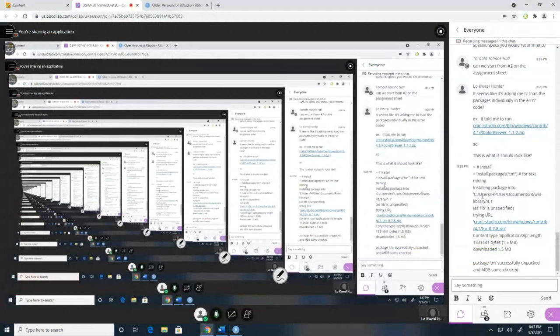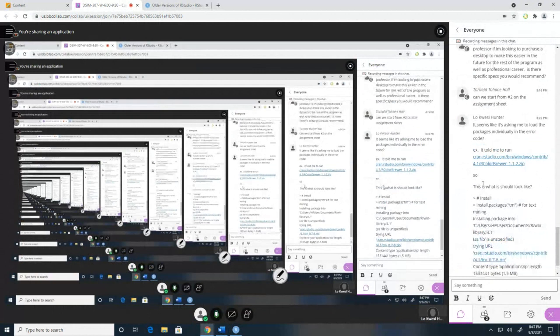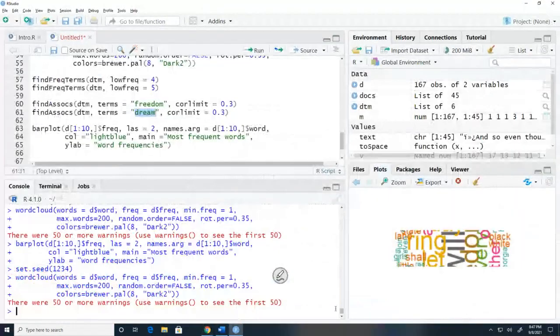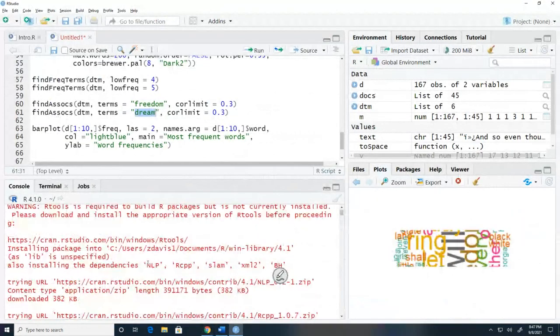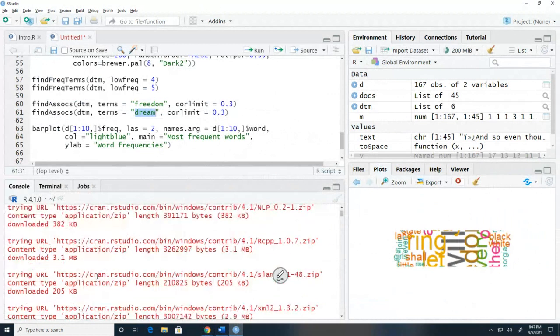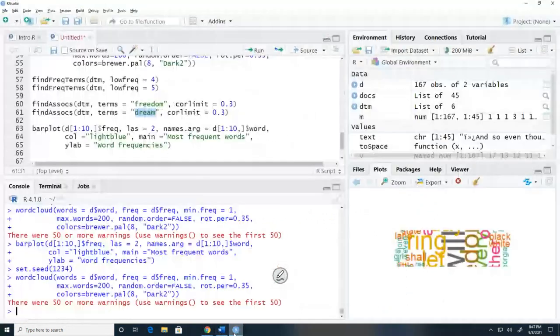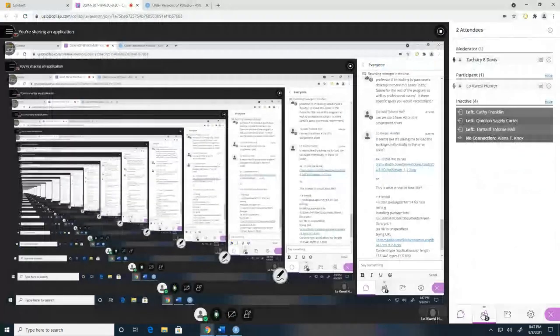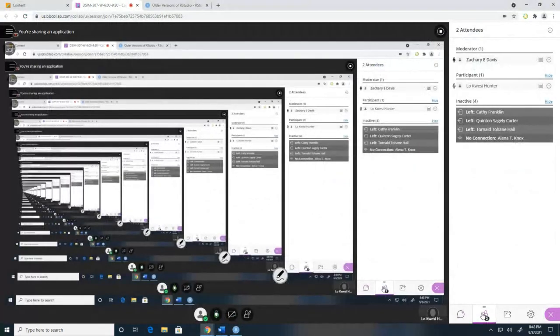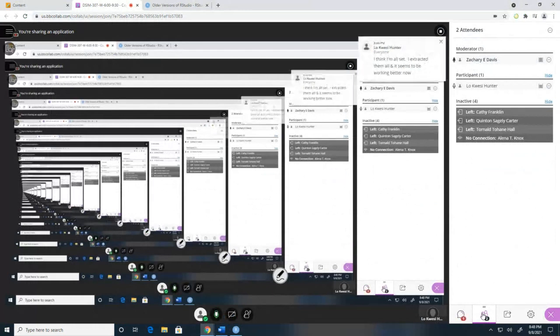If you're still there, I think that's what it should look like, but I don't know why you would get anything that tells you to run it explicitly, because it should have been in the code up here where it's going to a server and trying to download it. Okay, so as long as it's working.